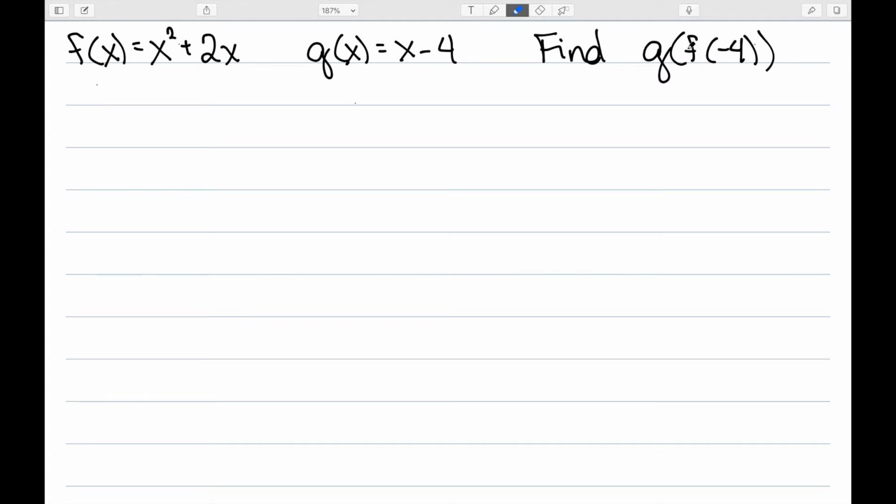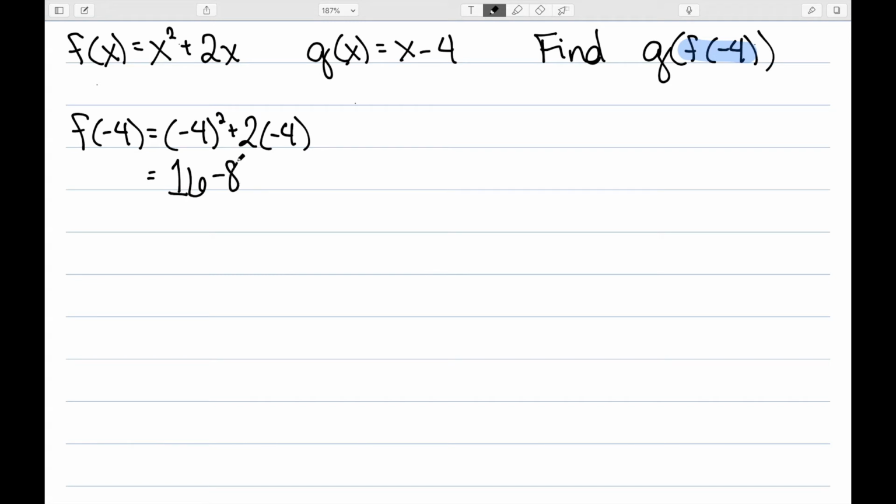I now want to find g of f of negative 4, so I've just switched the g and the f. And so I'm going to start with the inside, f of negative 4. That would be negative 4 squared plus 2 times negative 4. That's 16 minus 8, which is 8. I then use that as the input for g. 8 minus 4 is 4. So my final answer is 4.